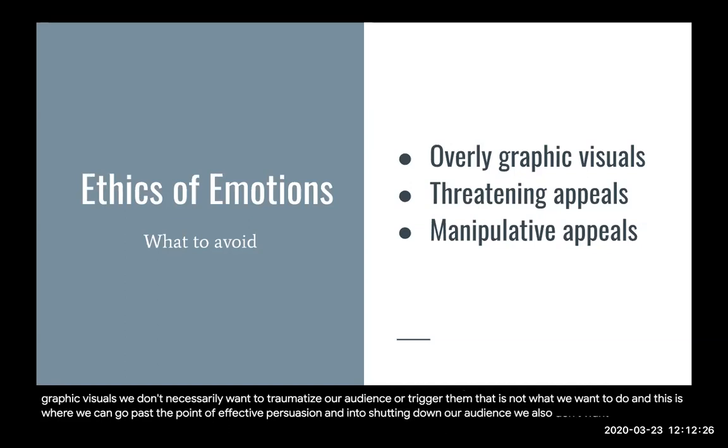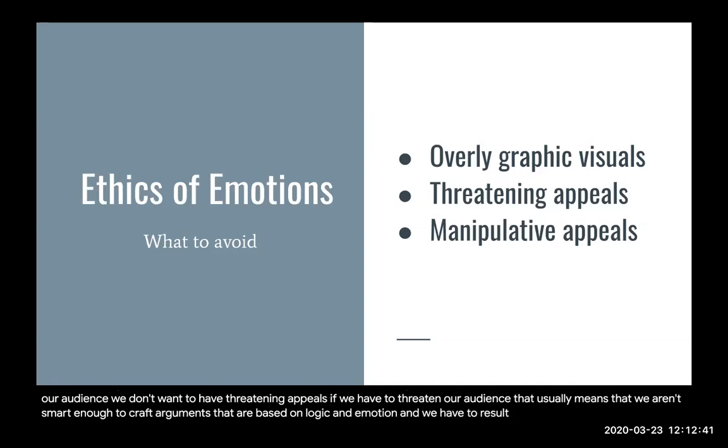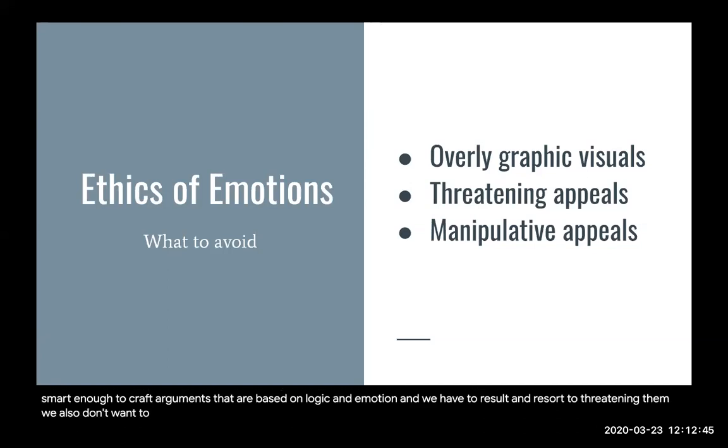We also don't want to threaten our audience. We don't want to have threatening appeals. If we have to threaten our audience, that usually means that we aren't smart enough to craft arguments that are based on logic and emotion, and we have to resort to threatening them. We also don't want to manipulate our audience in any way.